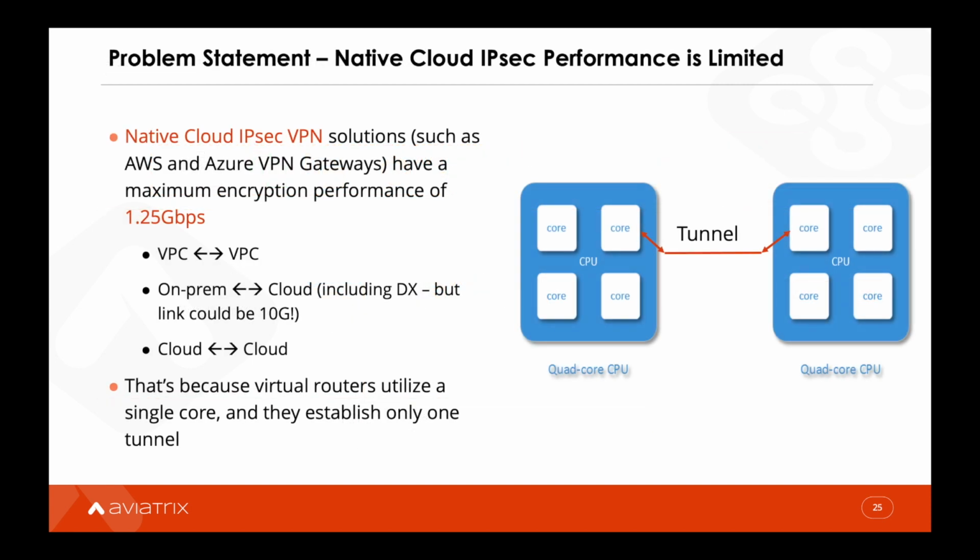Now, CSPs have cloud native offerings to encrypt your traffic, but they are all limited to 1.25 gigabits per second. So even if you purchase a 10 gig link and you encrypt it, you'll only be able to achieve 1.25 gigabits per second throughput. That's a waste of your investment. And the reason why you get only 1.25 gigabits per second is because the CSPs don't optimize their code to take advantage of all available cores of the CPU. They only use a single core with a single tunnel.